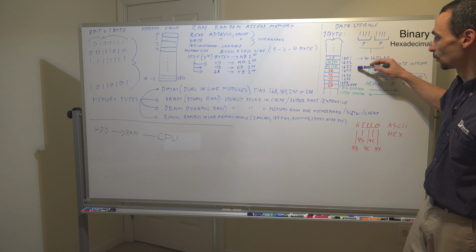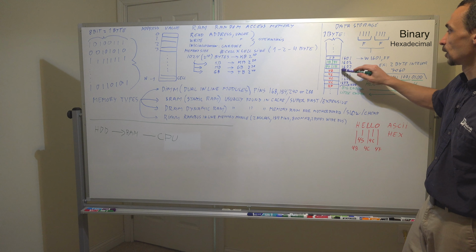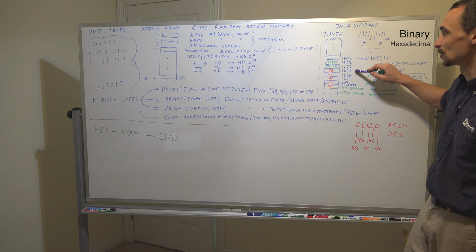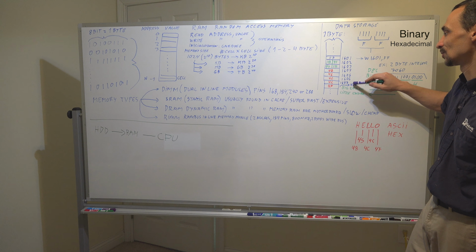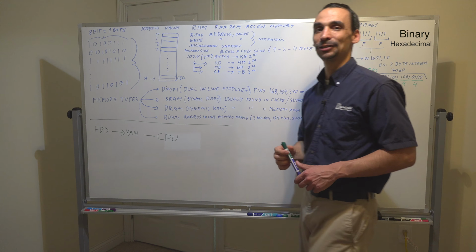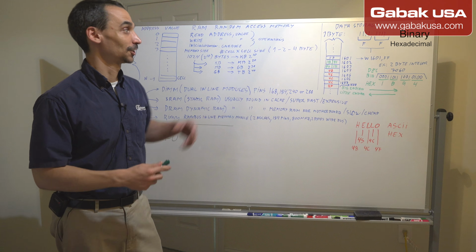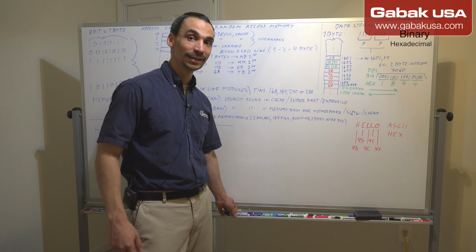Remember, we need to know the address. In this case, we're going to use 1604, and then 1605, 1606, 1607 and 1608. I hope you have enjoyed this class, and this is basically how everything is stored.